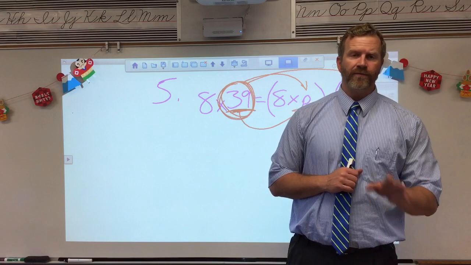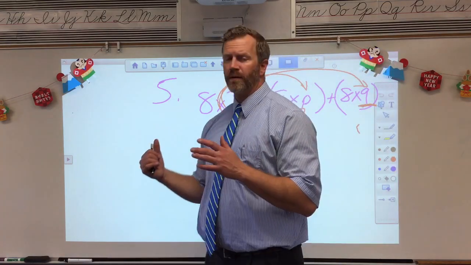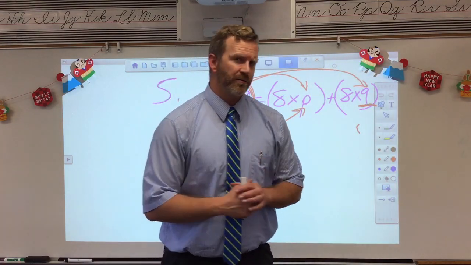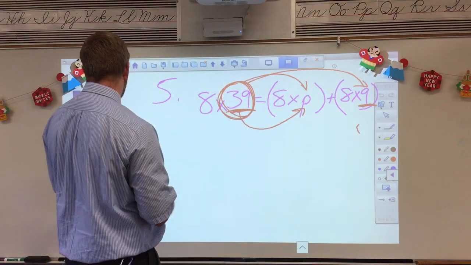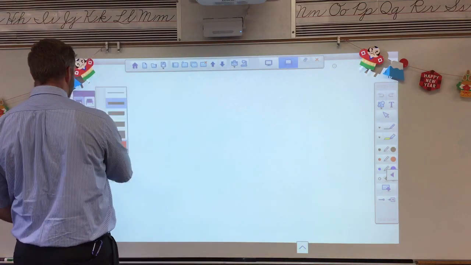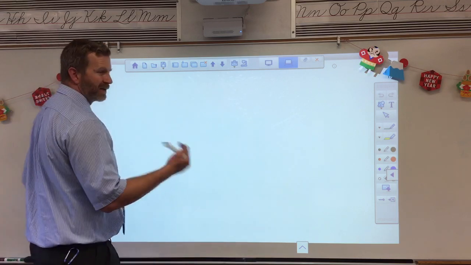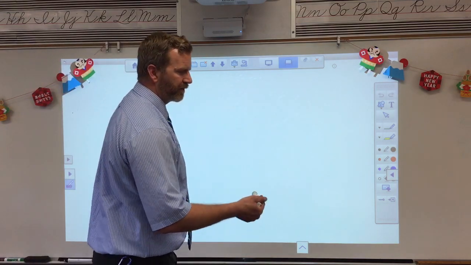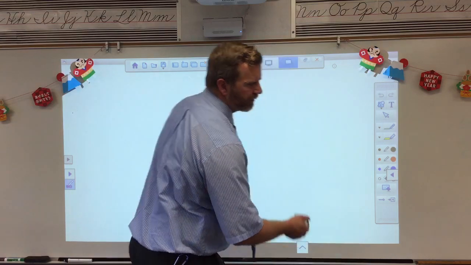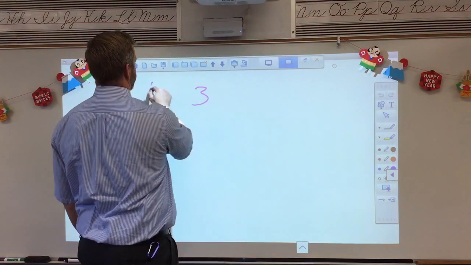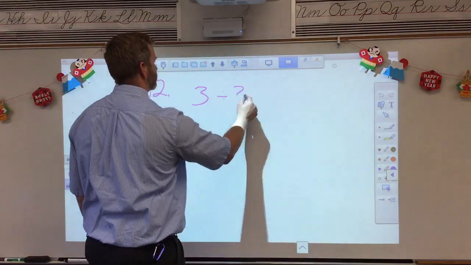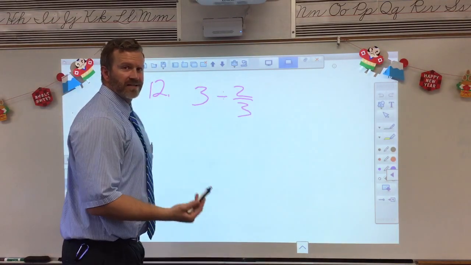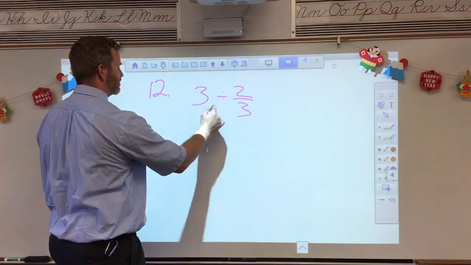Now, number 12. Number 12 is another division problem with fractions that I wanted to do with you guys because it's got a whole number to start. And I just don't want you guys to forget with those whole numbers, we gotta start by making them into a fraction. So number 12 is 3 divided by 2/3. So let's go ahead and turn that 3 into a fraction to start.